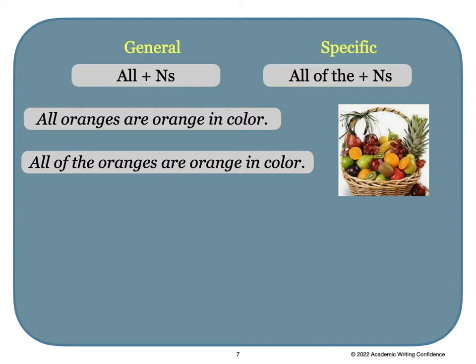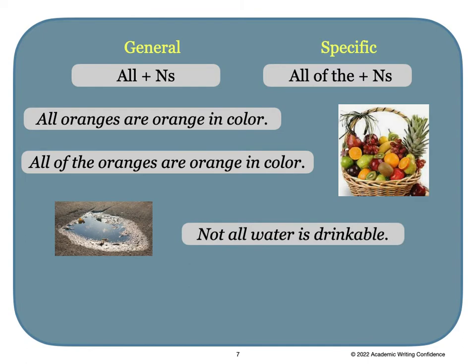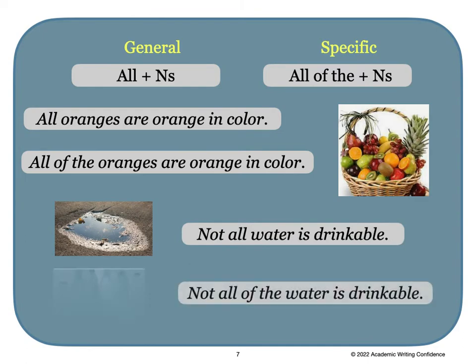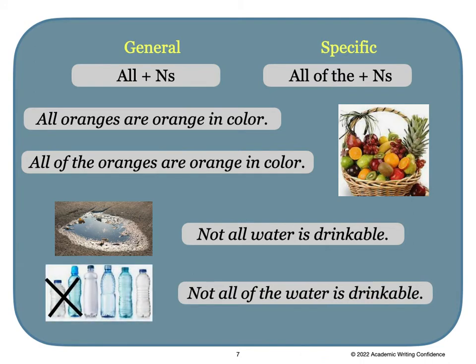Not all water is drinkable. Not all of the water is drinkable. In the first sentence, we're making a general statement that not all water can be drunk safely. In the second sentence, we're expressing that some of the water might be drinkable, but not all of the water is drinkable. I hope you can see the difference between talking about a general noun and a specific noun.